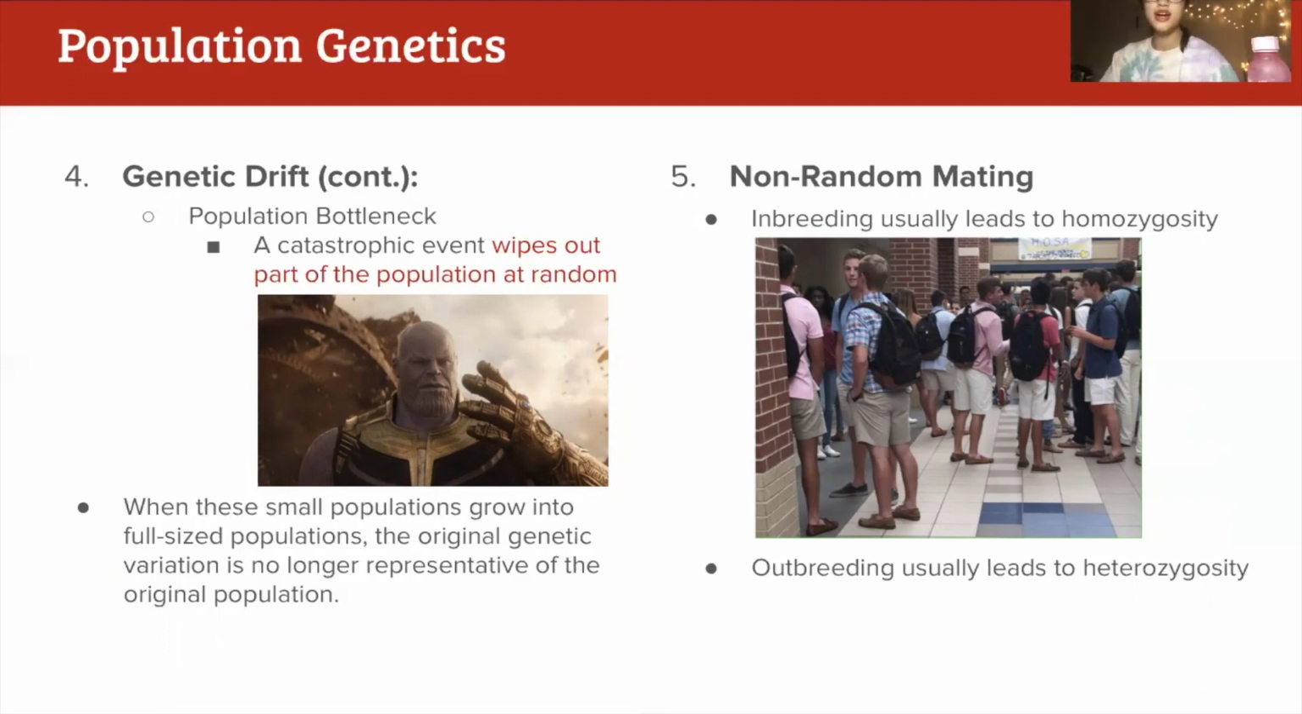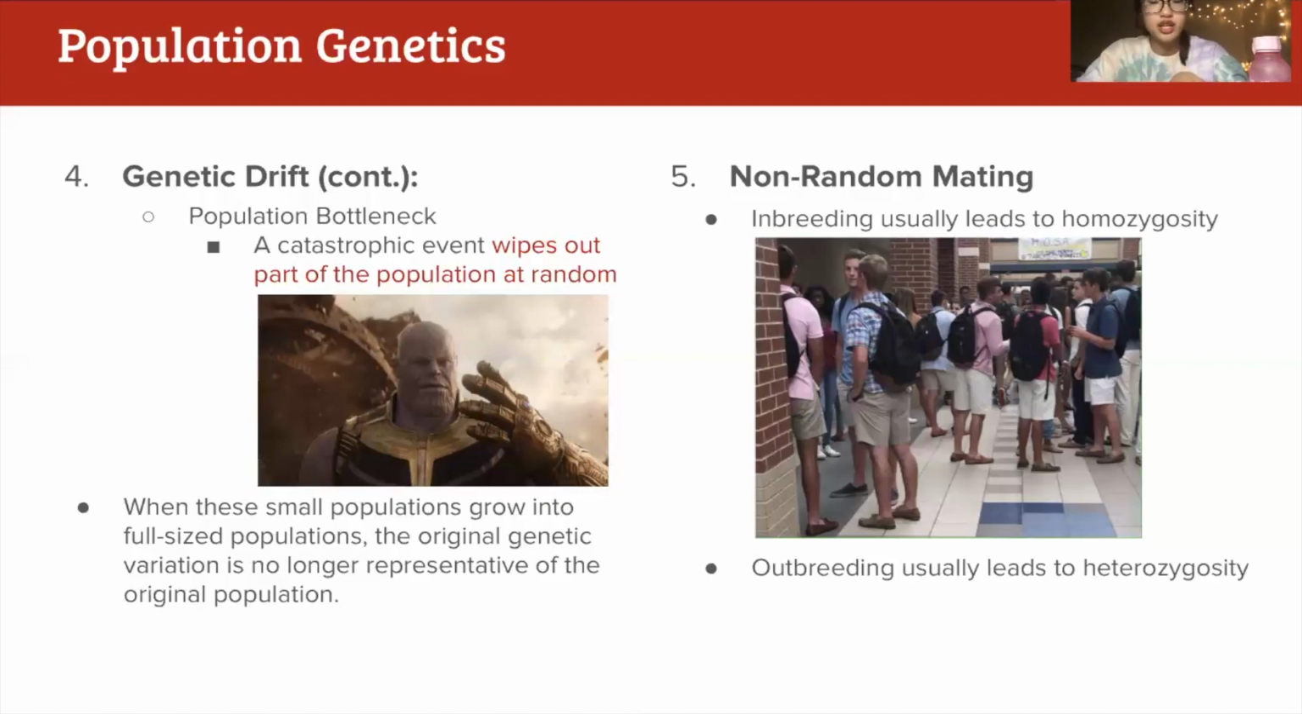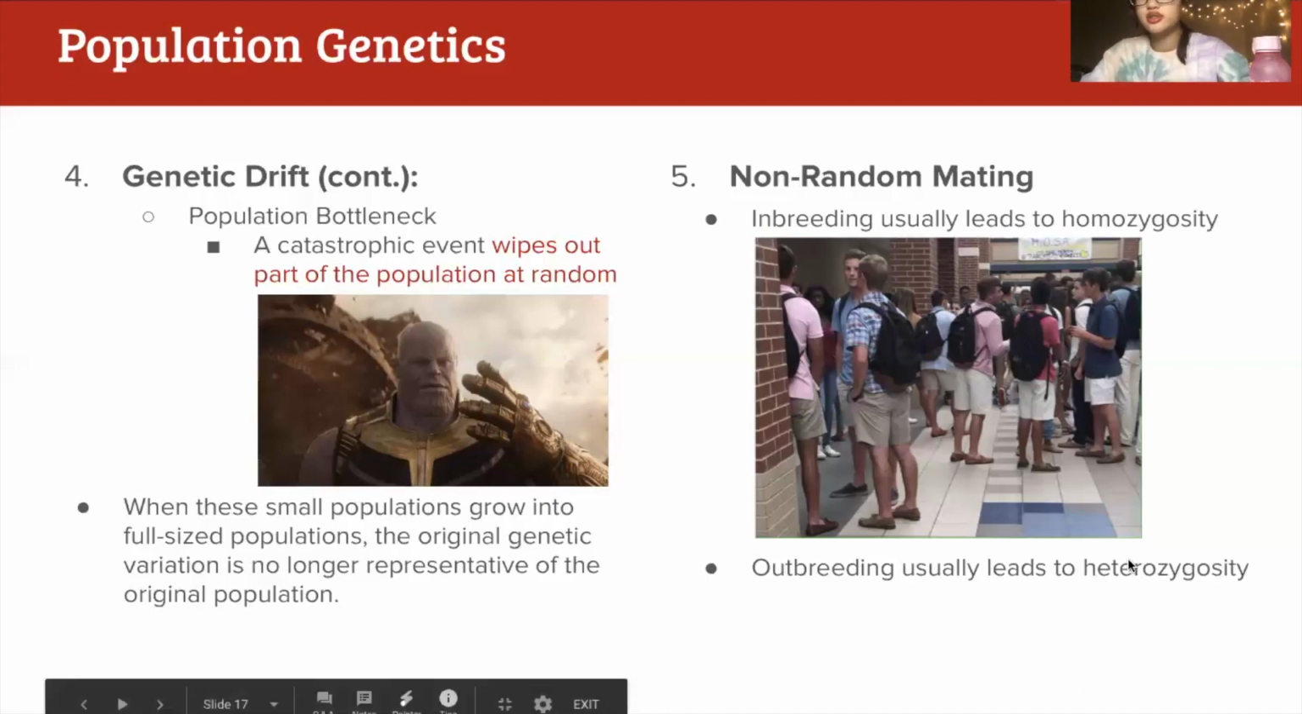Okay. And last but not least, non-random mating. So inbreeding usually leads to homozygosity. Outbreeding usually leads to heterozygosity. And yeah, roast me for the image choice. I invite you. Okay, well, on a more serious note, if you're a dog person, and you like Labradoodles, Labradoodles are the result of outbreeding because we have Labradors, we have Poodles, we put them together and we have a new phenotype, a new genotype, in fact. And so this leads to heterozygosity.